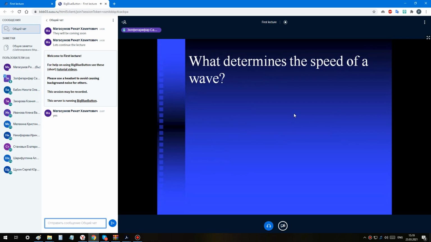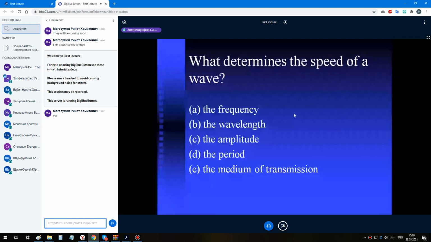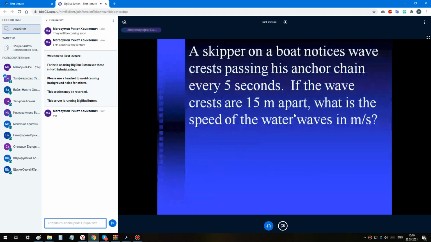Next, what determines the speed of a wave? A, the frequency. B, the wavelength. C, the amplitude. D, the period. E, the medium of transmission. Which one is the correct answer? E, the medium of transmission. Next one.